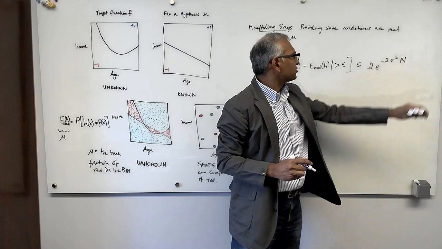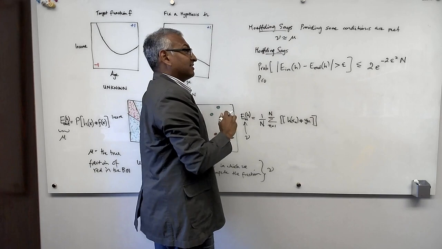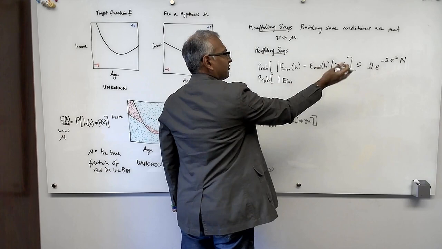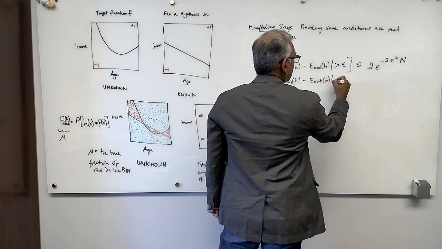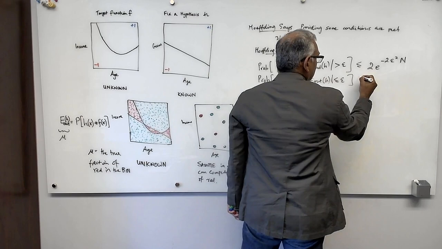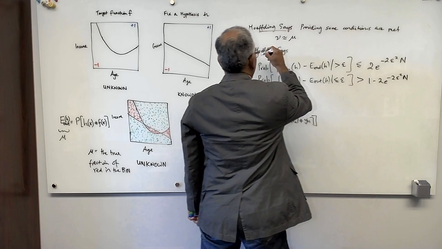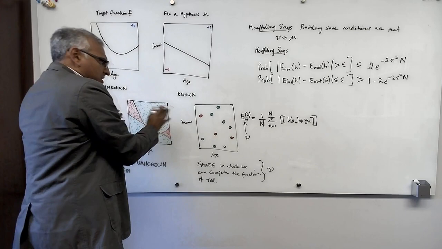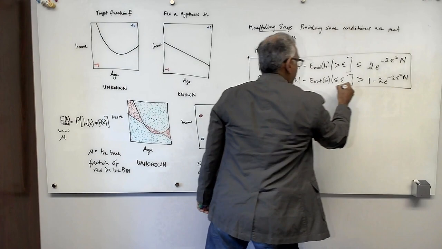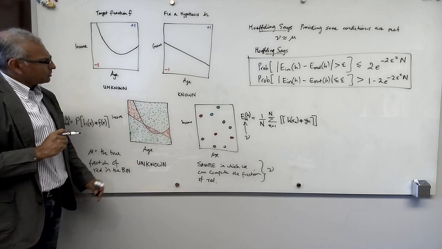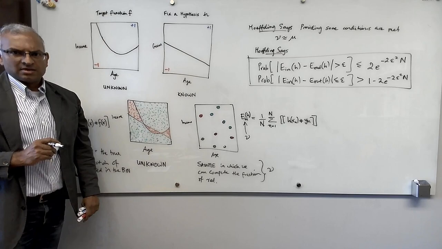Or equivalently, the probability that we used to call a bad thing occurs, and we can rephrase this as the probability that E in of H minus E out of H is less than or equal to epsilon, the complement, so the probability of a good thing occurring is at least 1 minus 2 e to the minus 2 epsilon squared N. I don't need to derive this. This follows exactly from the bin model, because this is a sampling scenario. And so that's the link between this setup where I have a target function and a fixed hypothesis H and the sampling slash bin model. What does it say?